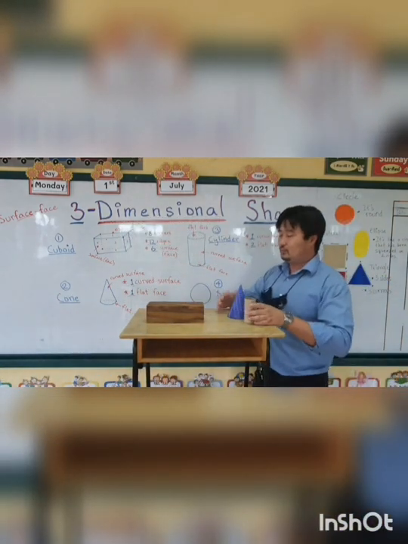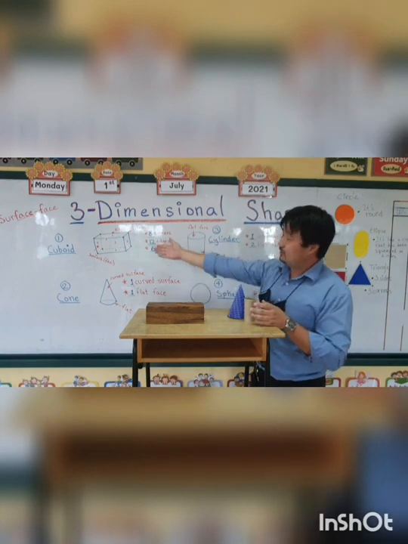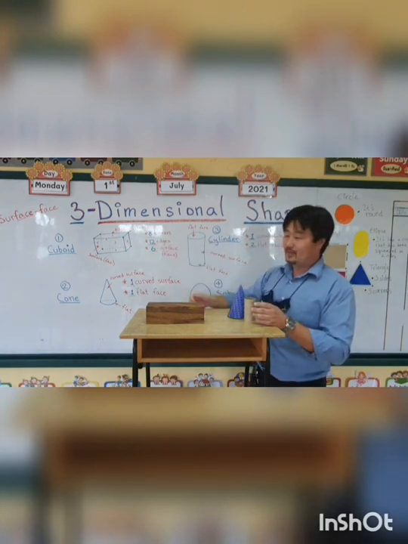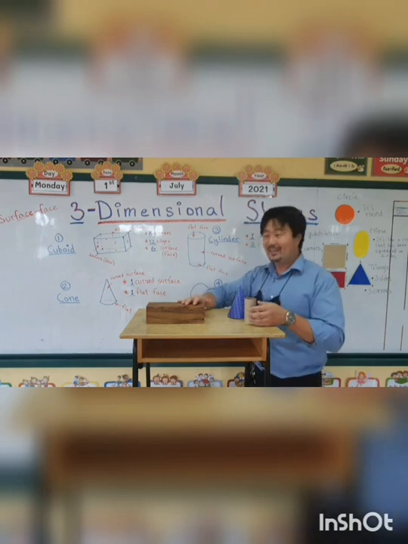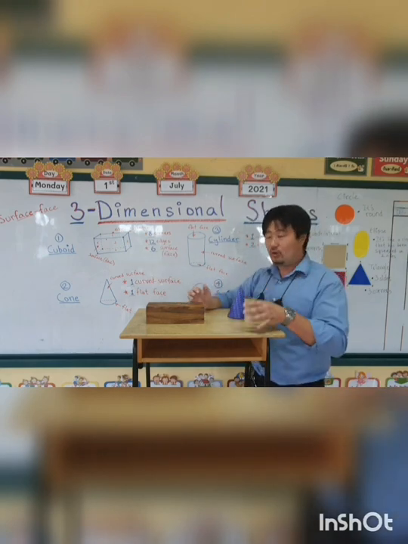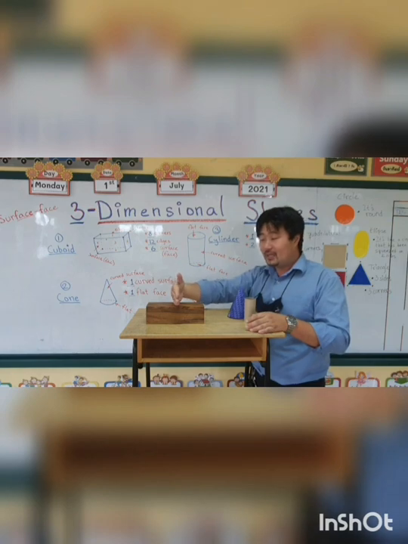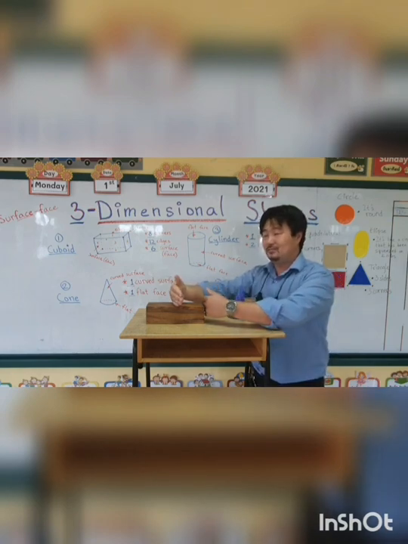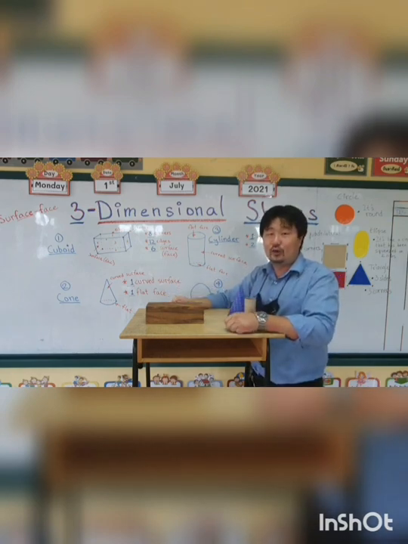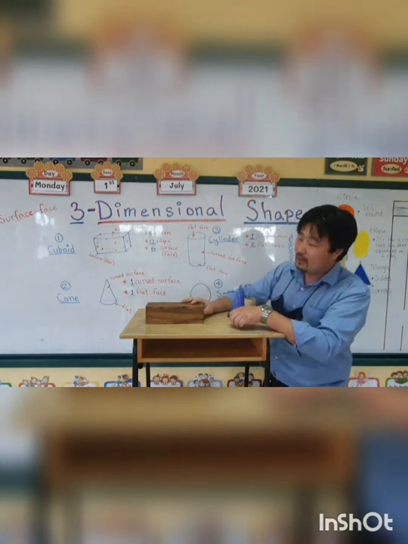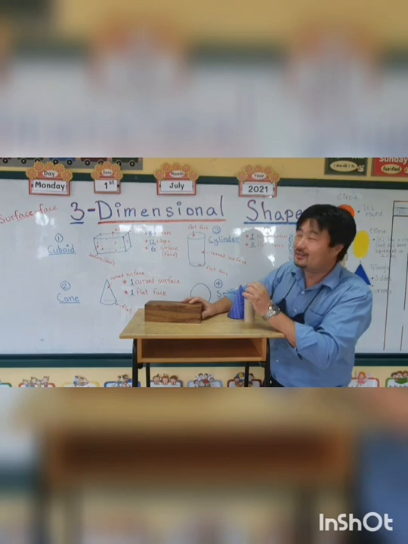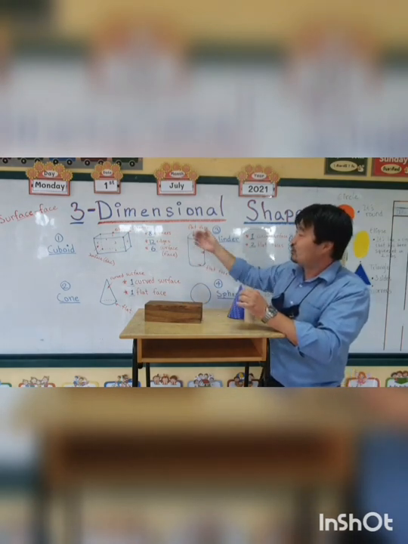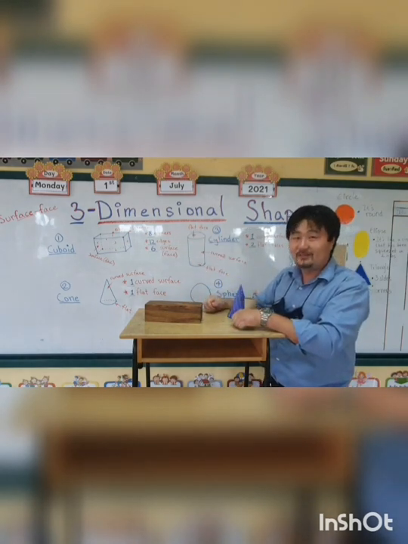So I have some real examples here. Let's start with the cuboid. Okay? This is a cuboid. It can be bigger, it can be smaller, it can be this size. That's okay, that's the same, it's a cuboid. So, how many sides can you see here? Sorry, my apologies. How many surfaces, faces can you see?